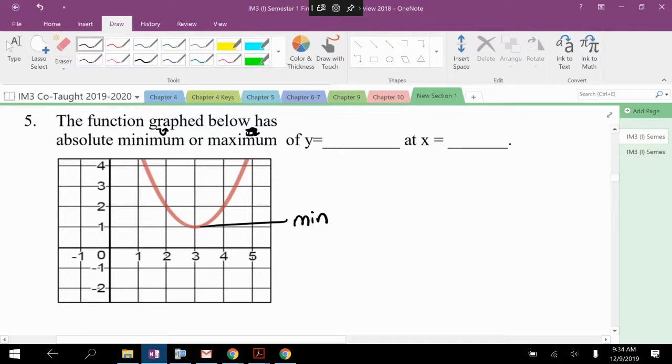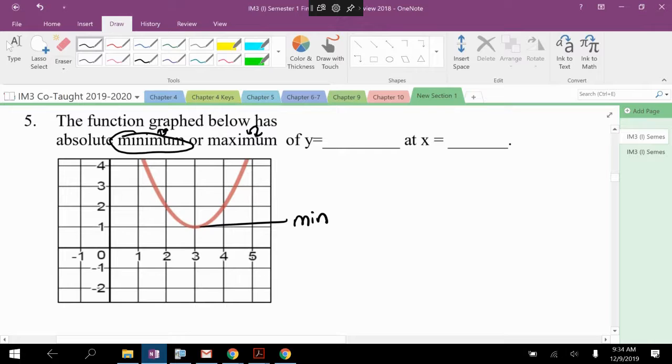Ooh, that did not come out good. A max looks like this. What is going on? I'm not even doing anything. There we go. A max looks like this and a min looks like that. So I'm going to circle min because that's what it is.